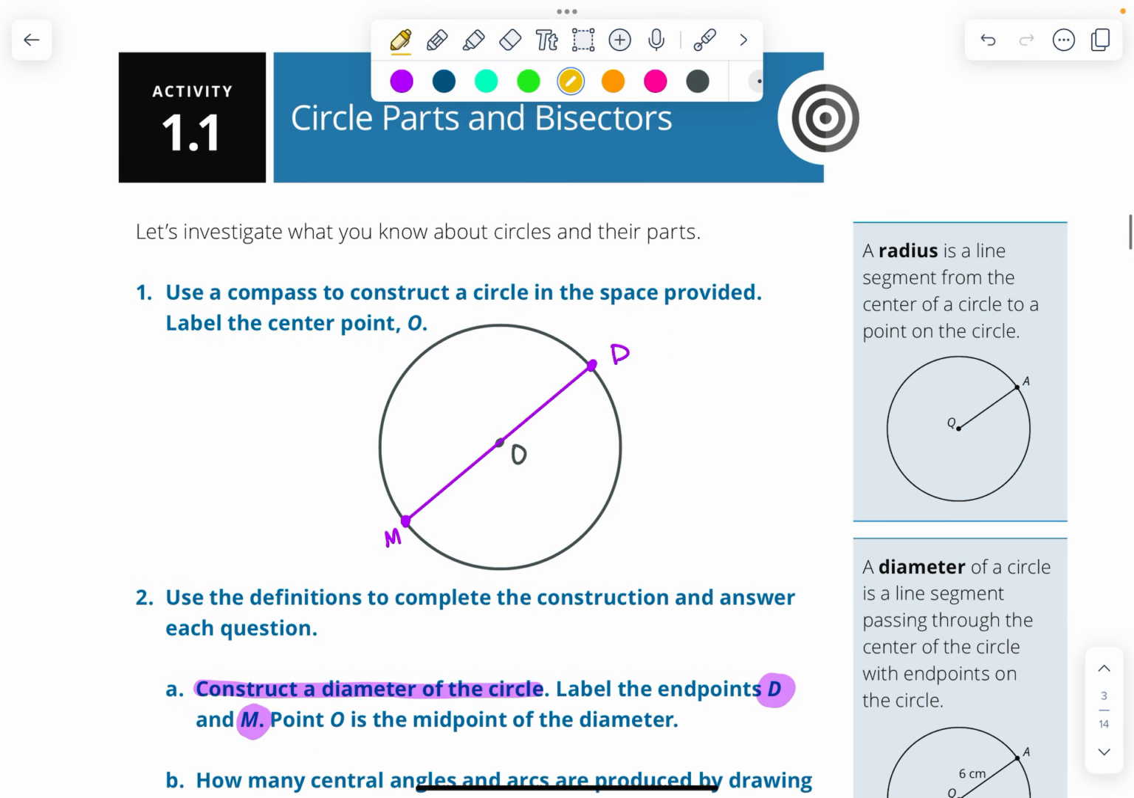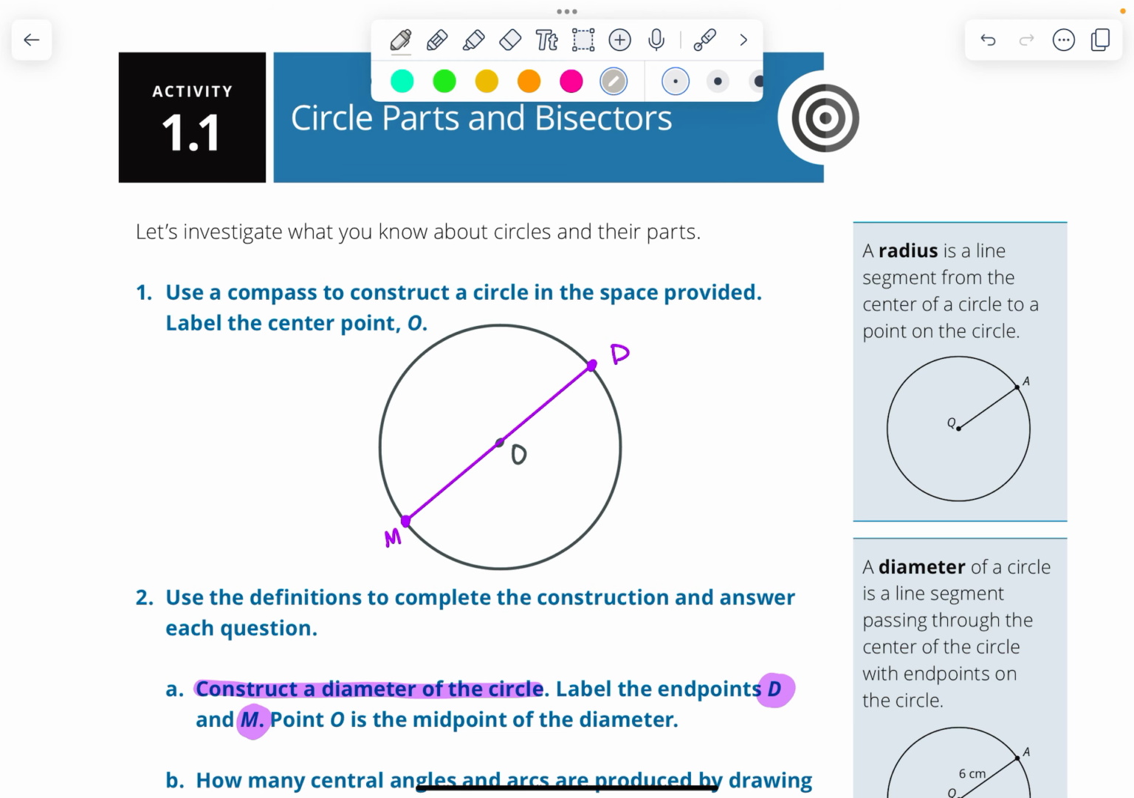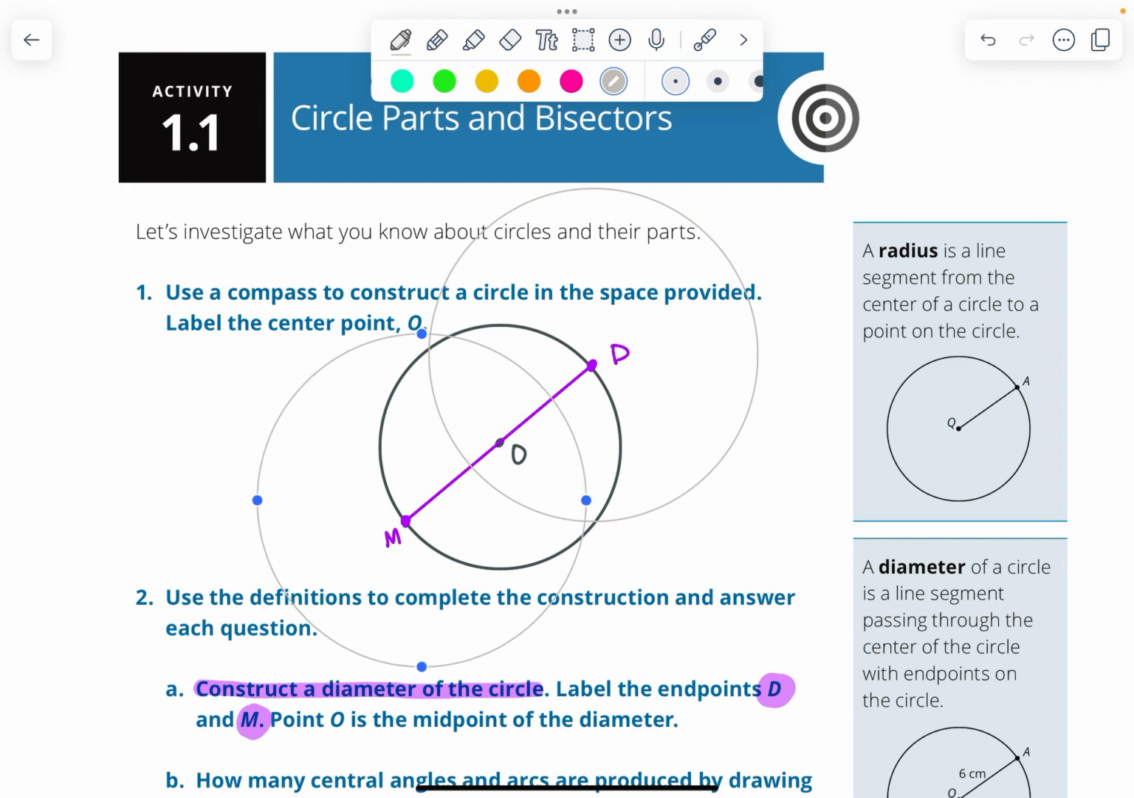So to construct a perpendicular bisector, you're going to use your compass because it said to construct. We're going to construct a circle around point D. Make sure that D is the center of that circle and that the circle goes beyond point O. It needs to go past the halfway point. We're going to duplicate that circle. So with your compass, you're going to draw another circle around point M.